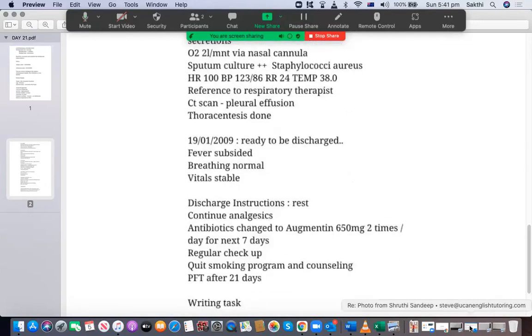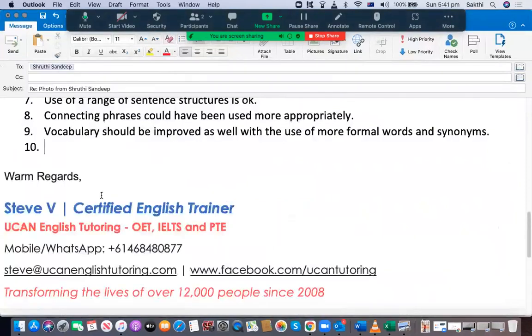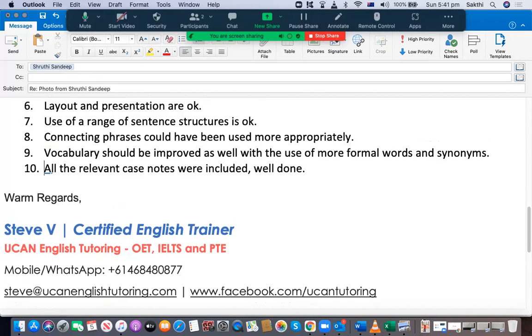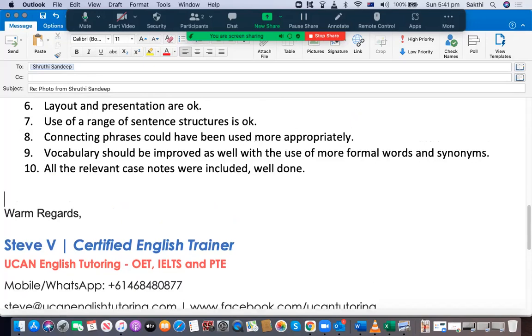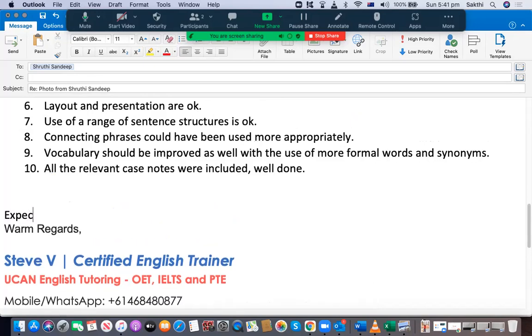So I'm happy with the way that you have included all the relevant case notes. All the relevant case notes were included. Well done. That's a good thing you have done, but you have added unnecessary words. So those things could have been much better. Let me see the expected score.